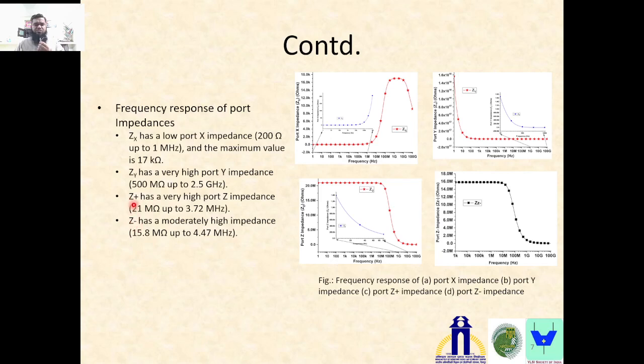Z ports, which are Z plus and Z minus ports, are output current ports, so they must have a high port impedance. So for Z plus it is 21 mega ohms up to 3.72 megahertz, while for Z minus port it is 15.8 mega ohms up to 4.47 megahertz.